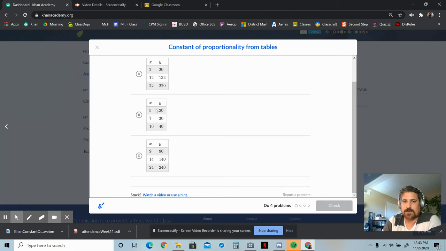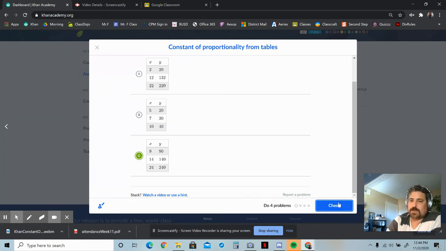This one is another candidate if it was a ratio of 10 between x and y. So y divided by x, the ratio of y over x needs to be 10. Is 20 divided by 5, 10? No. So that's eliminated. This one's 90 over 9. So 90 divided by 9, is that 10? Yes. Is 140 over 14, 10? Yes. Is 240 over 24, 10? Yes. Boom. That's the right answer.